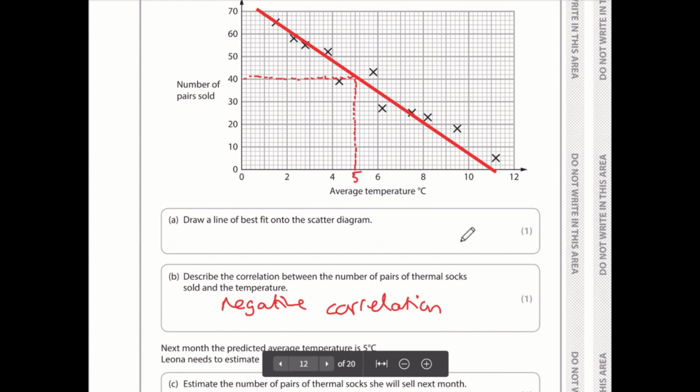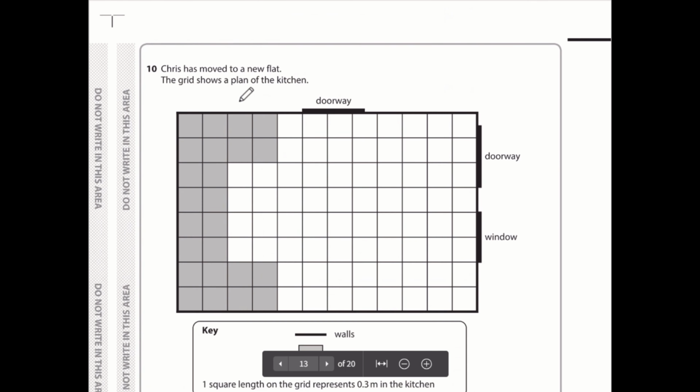If 40 is not 100% correct for you, that could be because your line of best fit is slightly different, or not quite as thick as mine. But as long as you're showing that you're using the right system, going up from 5 degrees to the line of best fit and across, then whatever number you get, provided your line of best fit is semi-accurate, the answer will be acceptable.